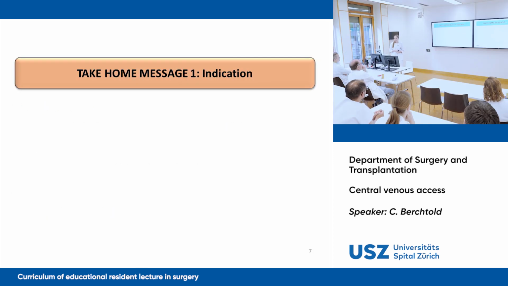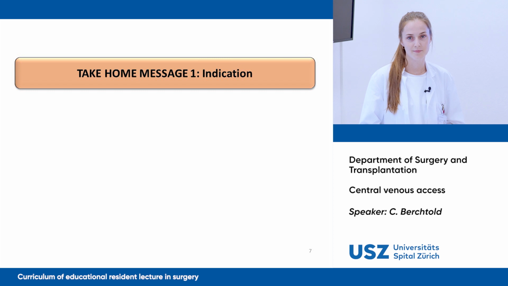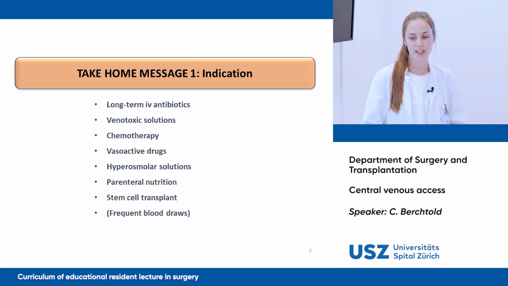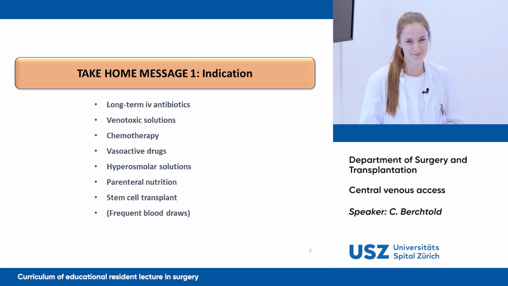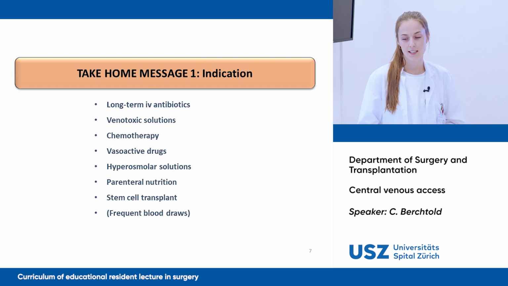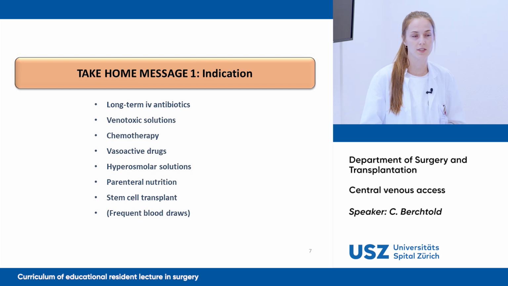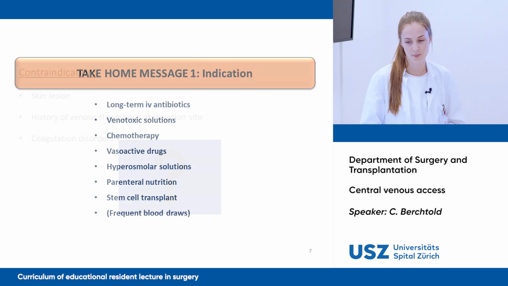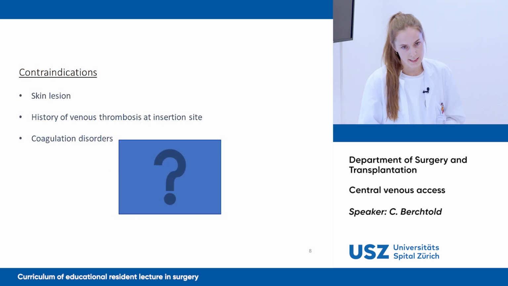Now we're coming to take-home message number one, which are indications for central venous accesses. Anyone? Delivering venotoxic medication or parenteral nutrition. Long-term antibiotics. Very good. Yeah, there's lots. There's chemotherapy, vasoactive drugs, hyperosmolar solutions, parenteral nutrition, as you already said, stem cell transplant, and there's also frequent blood draws, which I would consider only a benefit resulting from a central access and not necessarily an indication. Let's have a look at the contraindications.